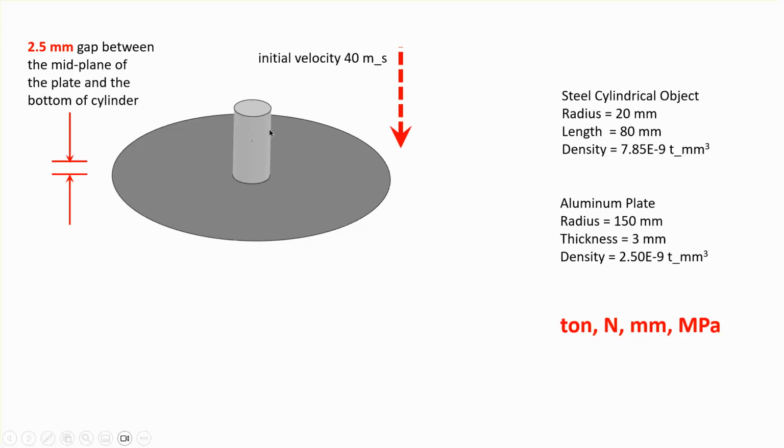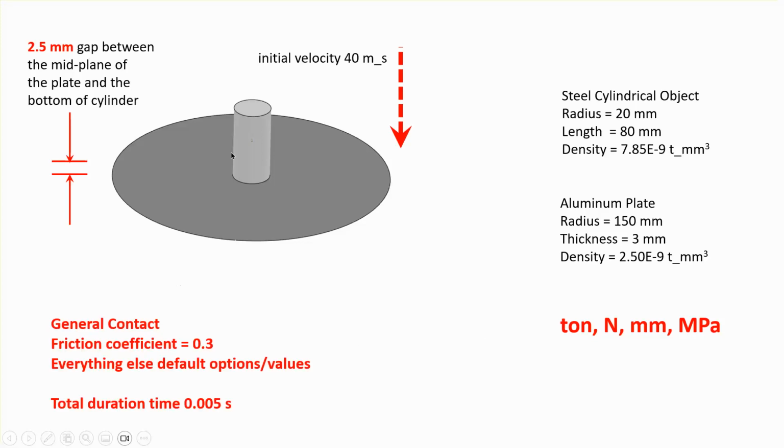Now, it is, of course, possible to model this cylindrical object as a rigid body, but I'm actually modeling it as a steel with the given properties. Now, the friction coefficient between the two objects is 0.3 and I'm using general contact. Everything is taken as default and the total duration is 5 milliseconds. Okay. As I said, the boundary of this thing is all clamped.